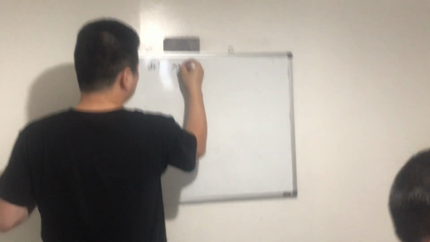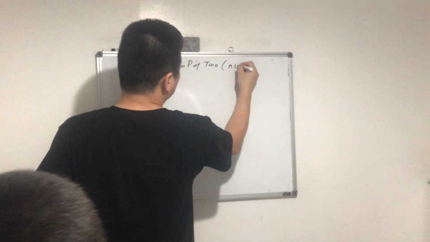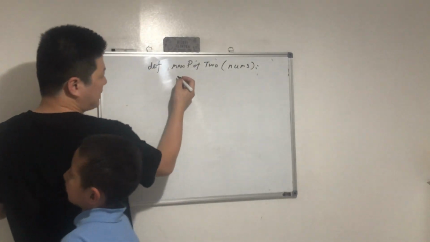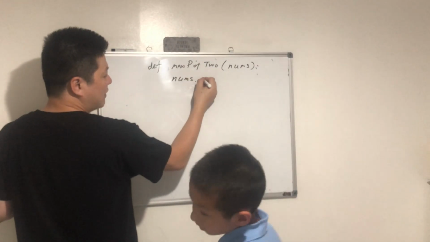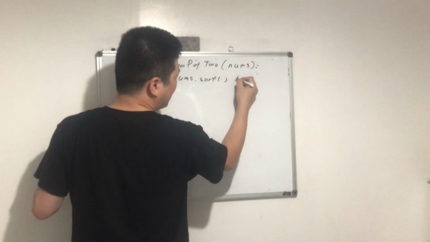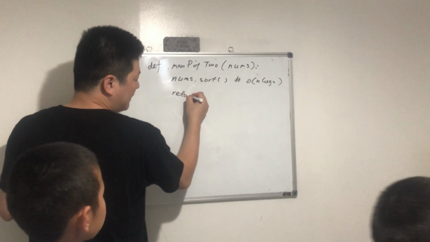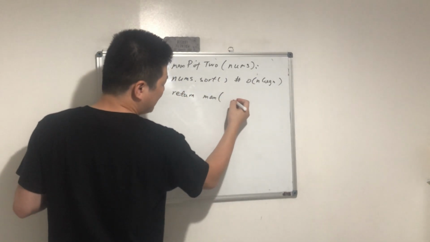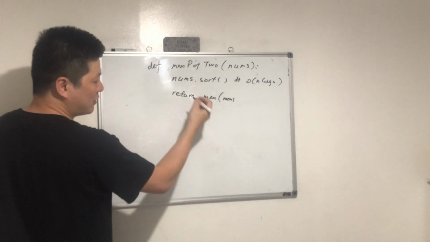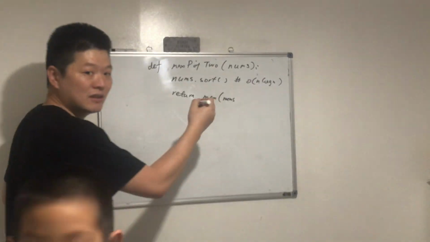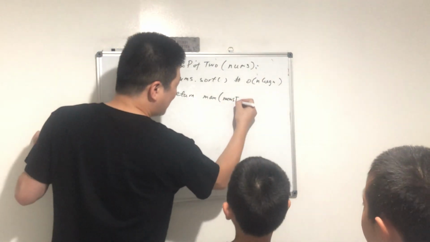Define max product of two, and then nums. First of all, we need to do what? Sort it. nums dot sort. What's the time complexity for this one? n log n. And then we need to return the maximum of what? The nums sorted will be from smallest to largest. So nums what? Can you write? From nums[0] times what?